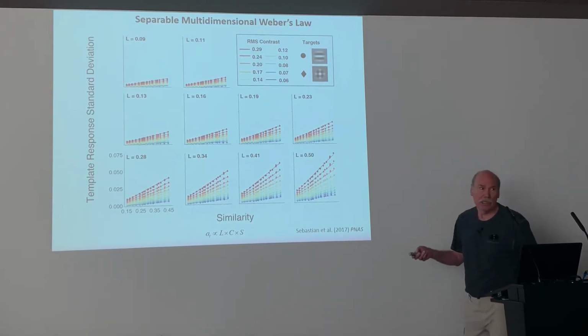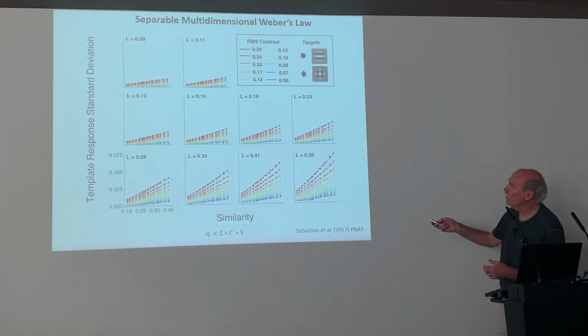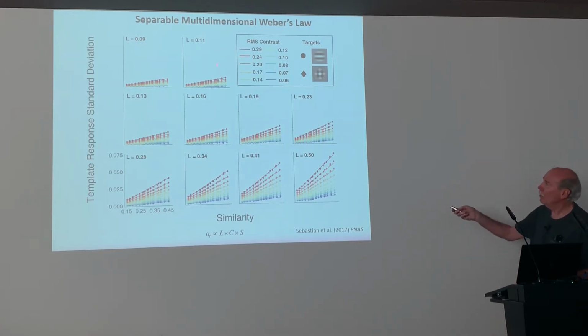So this is a plot of all 2,000 bins for the two different targets in the whole space here. Let me just walk you through this a little bit. Each panel here is for a different luminance.